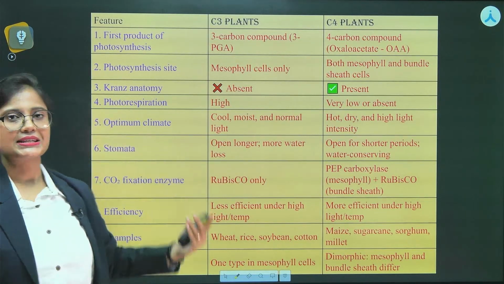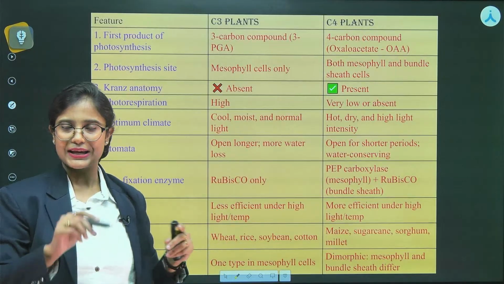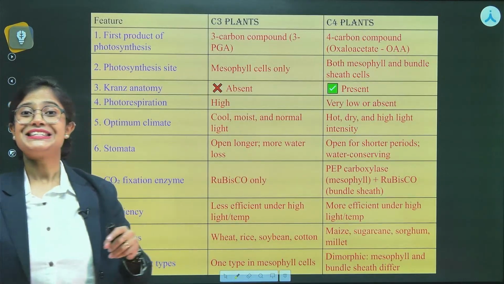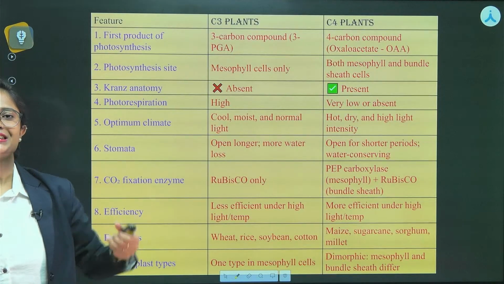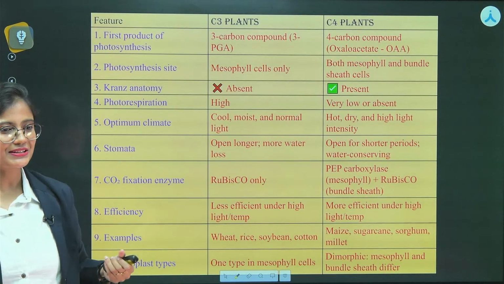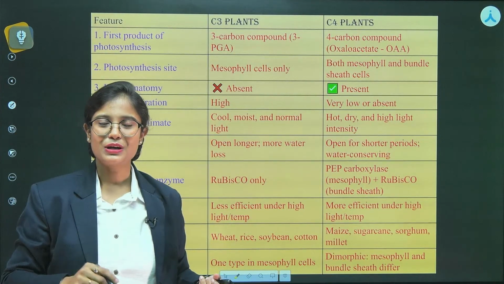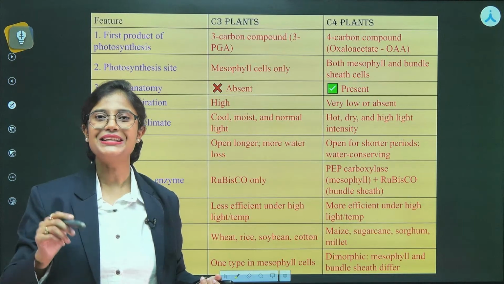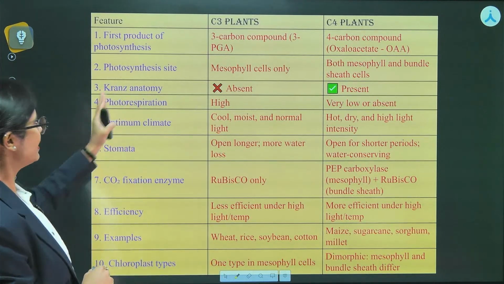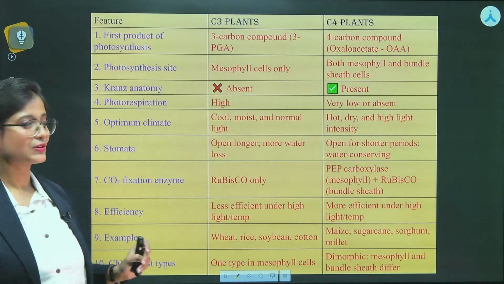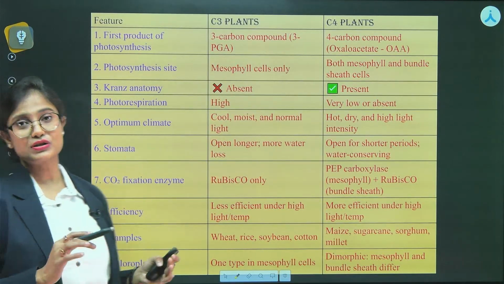Next one is Kranz anatomy, as I've told you about the anatomical feature of C3 and C4, where the characteristic feature of C4 plants is the presence of Kranz anatomy, which is also known as wreath arrangement, which is found in the C4 plants. Now next is photorespiration.